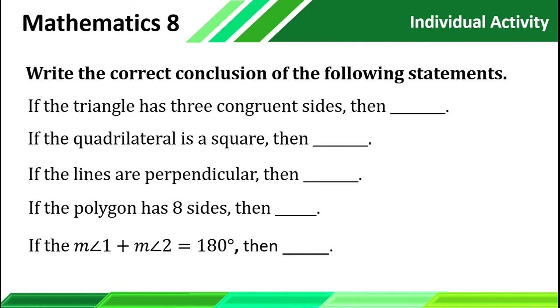Now for our activity, write the conclusion of the following statements. If the triangle has 3 congruent sides, then blank. If the quadrilateral is a square, then blank. If the lines are perpendicular, then blank. If the polygon has 8 sides, then blank. And lastly, if the measurement of angle 1 and the measurement of angle 2 is equal to 180 degrees, then blank. Pause the video for a while and I will show you the answer afterwards.